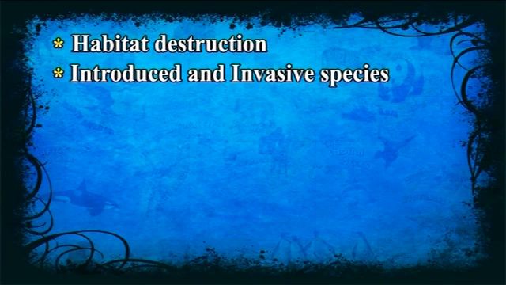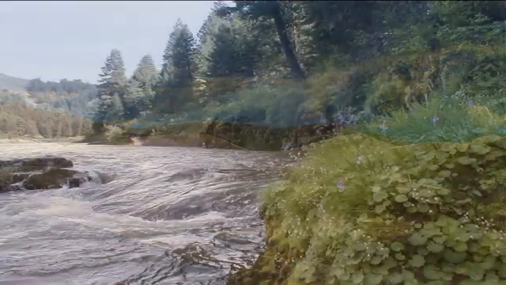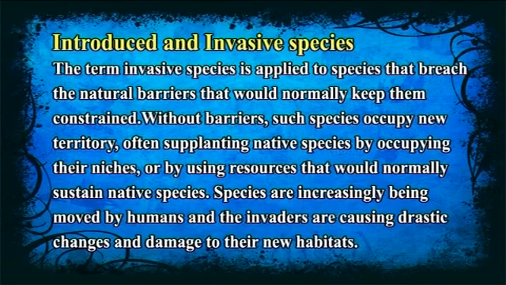Introduced and invasive species are another threat. Barriers such as large rivers, seas, oceans, mountains, and deserts encourage diversity by enabling independent evolution on either side of the barrier via the process of allopatric speciation. The term invasive species is applied to species that breach the natural barriers that would normally keep them constrained. Without barriers, such species occupy new territory, often supplanting native species by occupying their niches or by using resources that would normally sustain native species.